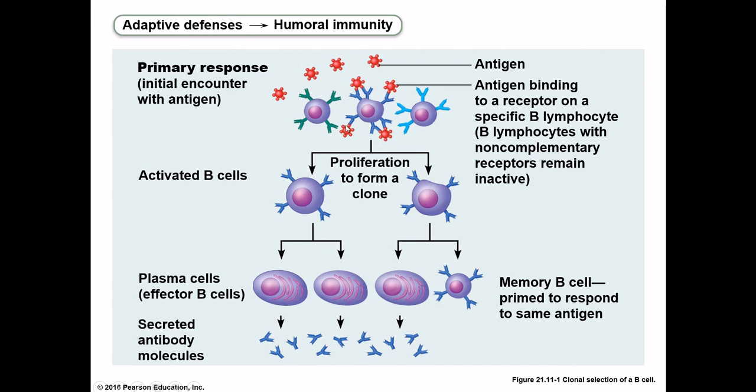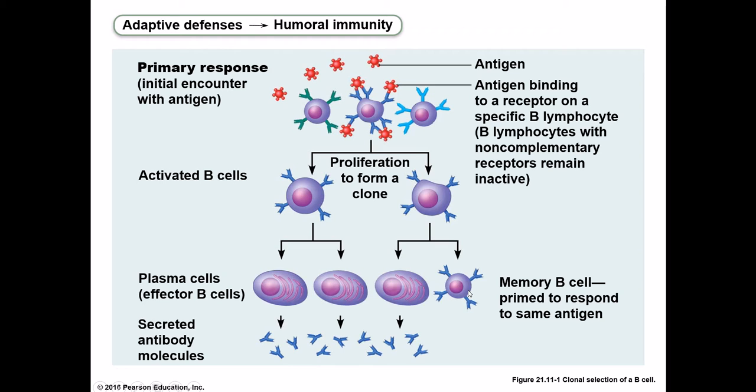This B cell here and this B cell here don't have the specific receptor for this specific antigen, and so they don't respond. They're not activated, but the B cell that has the specific receptor for this specific antigen will proliferate, make lots of clones, thousands and thousands of these. Each of these clones will then differentiate. They'll either become the plasma cells, the effector cells that are going to secrete the antibodies, or they're going to become a memory cell.